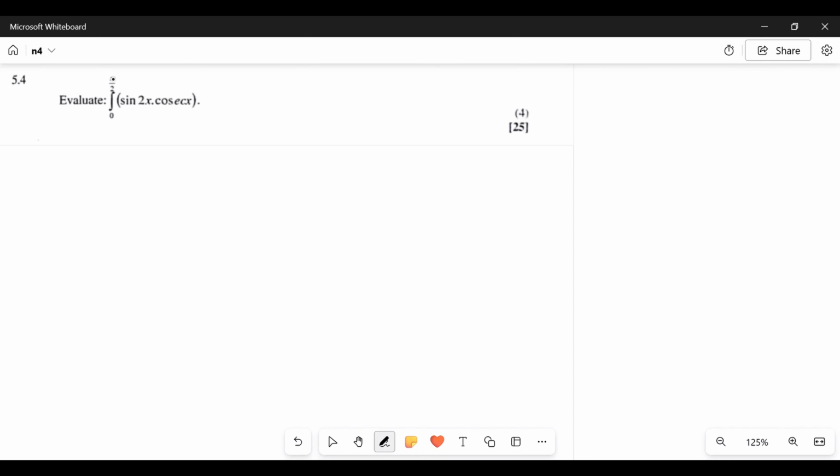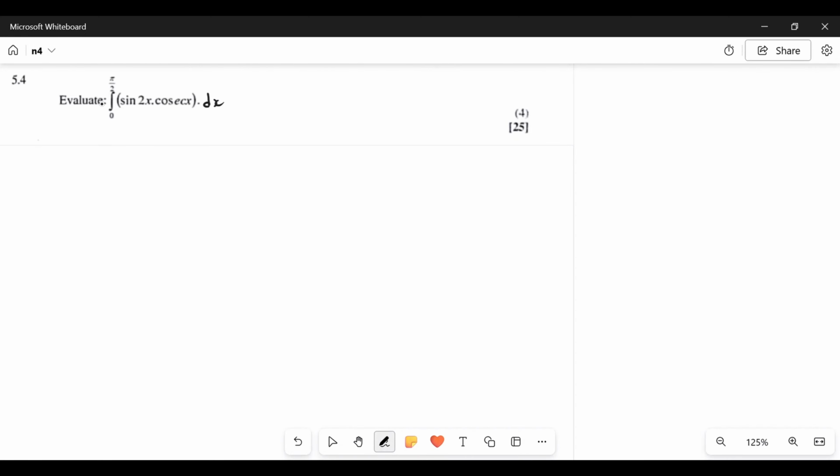Here we have the upper limit pi over 2, sigma, lower limit 0, open bracket, sine 2x multiplied by cosec x, close bracket. They forgot to put dx there, but basically this is how the question is supposed to be. Now this question here, again, these are limits. I already left the video where I explained definite integration in the description. Go and click on that video. It will help you to understand what I'm doing here.